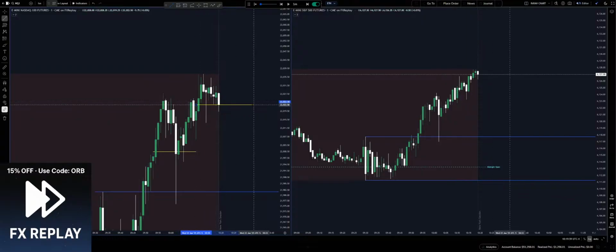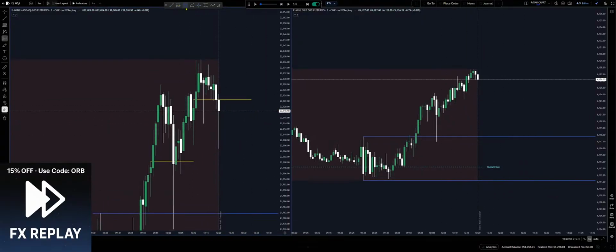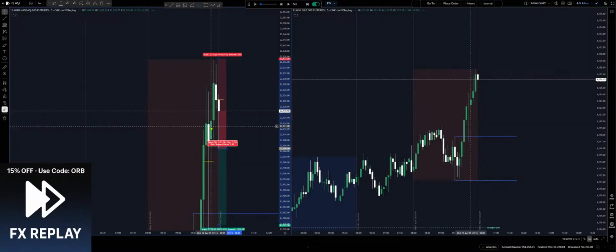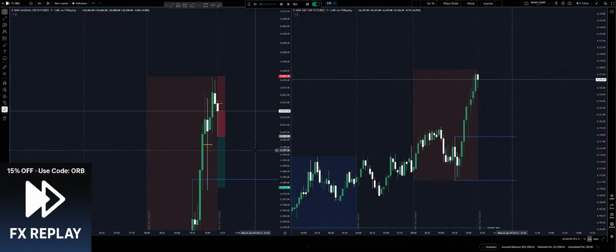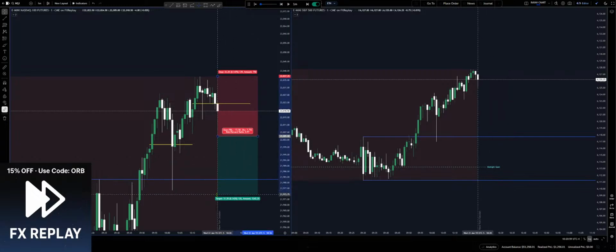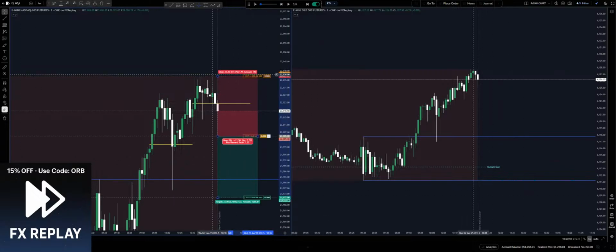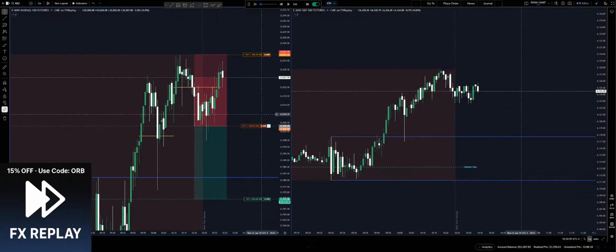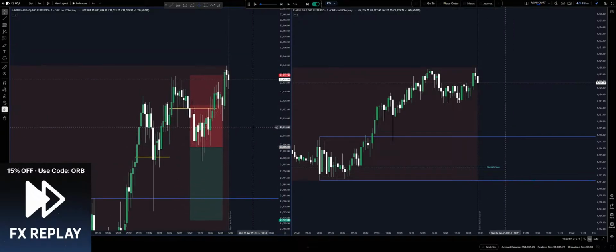So we have a gap right here. We just inverted again. I don't like this. Let me see the 5 minute. There is no 5 minute gap. Okay. Price tapped us in and we hit stop loss.